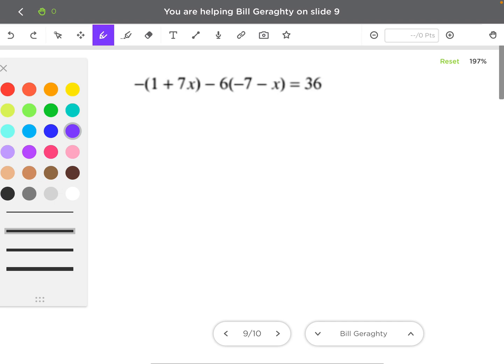For 9, it asks to solve this equation. You should start by distributing this -1, distribute the -6.